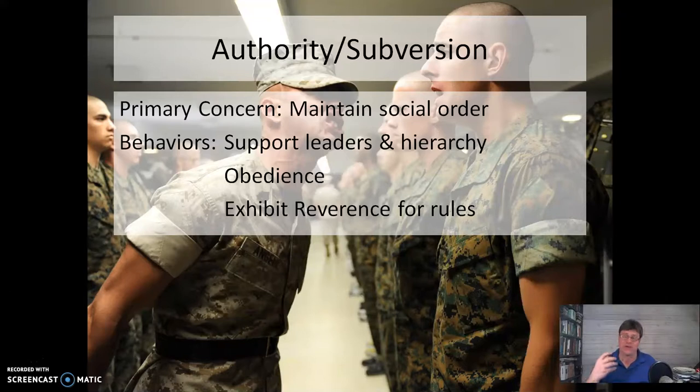So these people care about obedience. They follow laws. They revere rules, regulations, and orders, and norms, often unstated norms. They care about trying to keep things in the status quo and understanding that there's somebody in charge that can navigate the ship of society.